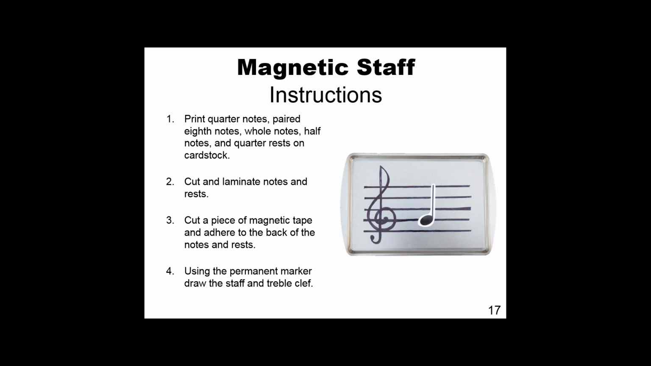And then here's where you will take that magnetic tape and cut little bits of it. And I usually adhere it to the back of the note head, not the stem. I found it was better on the note head. And then using that permanent marker, I just drew that staff on the treble clef.